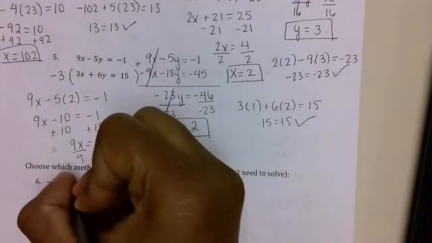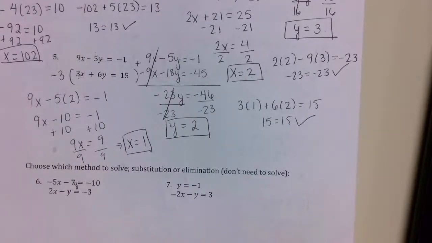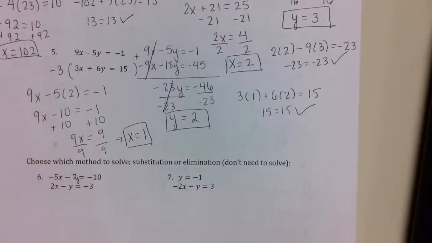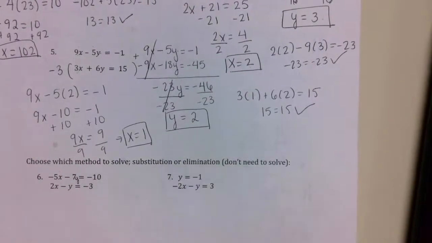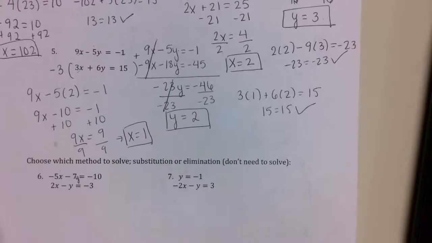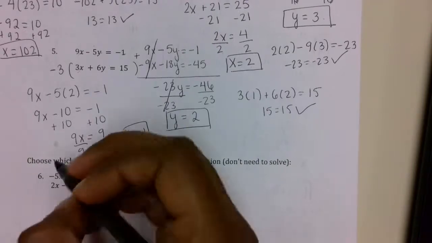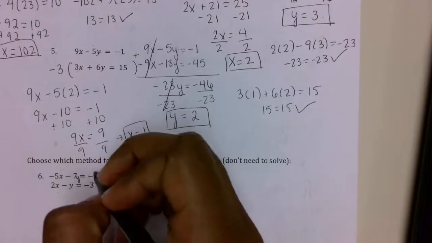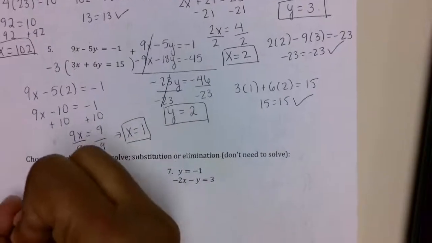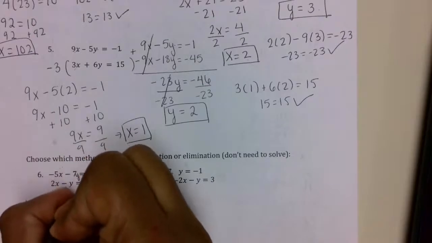Ooh, sorry, y'all, there's supposed to be a y right here. Slight typo. The y's on top of y's, and then numbers on top of the numbers. So it should read, make sure you fill that in, it's supposed to be negative 5x minus 7y is equal to negative 10, and 2x minus y is equal to negative 3. All right, so because the x's are on top and the y's are on top and the numbers are on top of each other, this would make sense to use elimination.